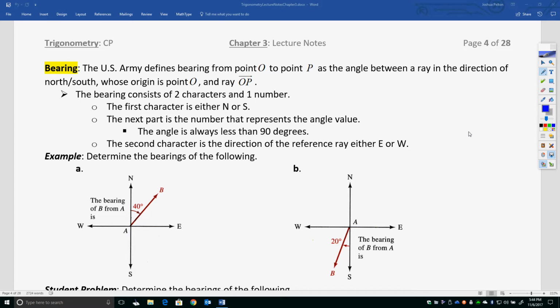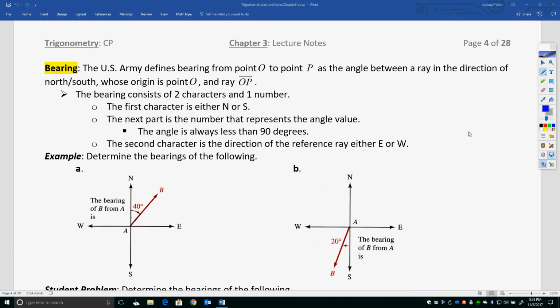This is Professor Pelton. This is Trigonometry Chapter 3, Section 1, Part 2 of 2. We're going to cover bearing here. Some books cover bearing, some books cover heading, some books cover both bearing and heading. We're just going to do bearing in here.